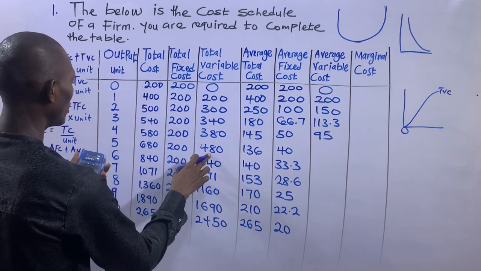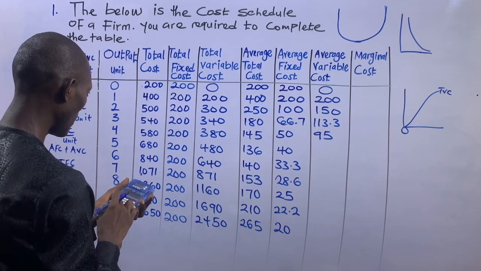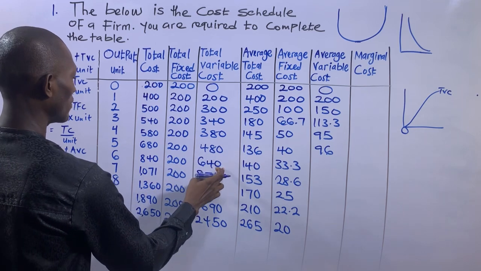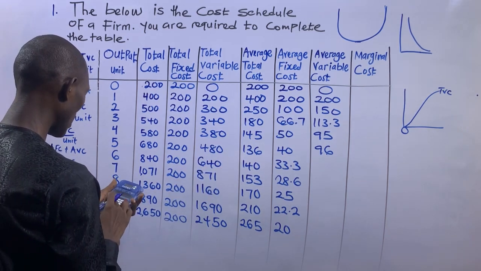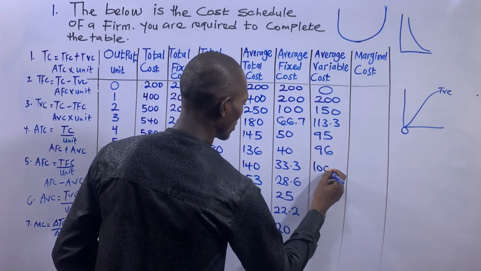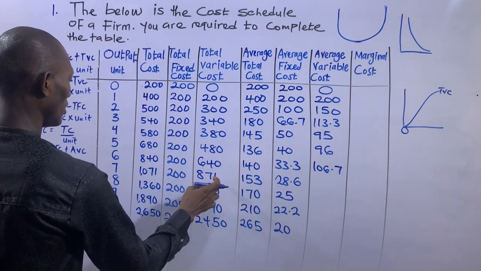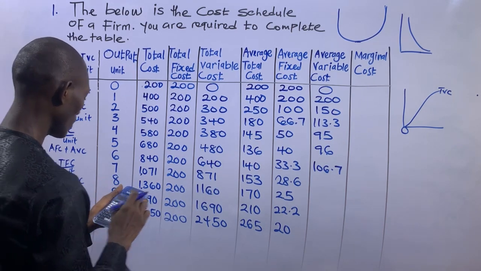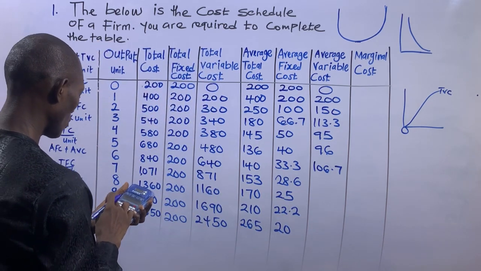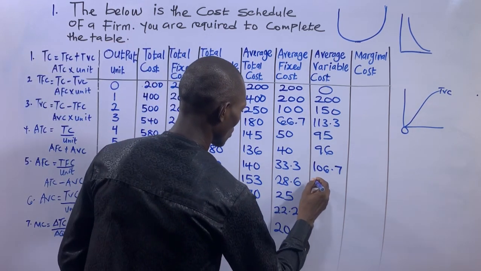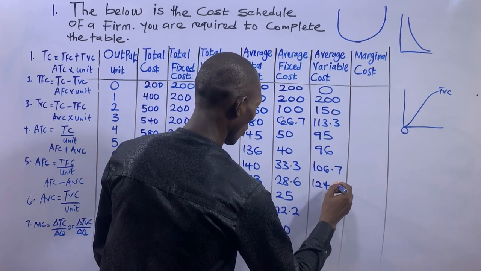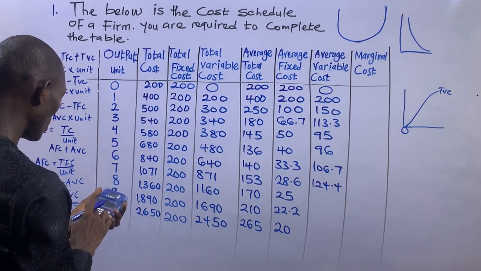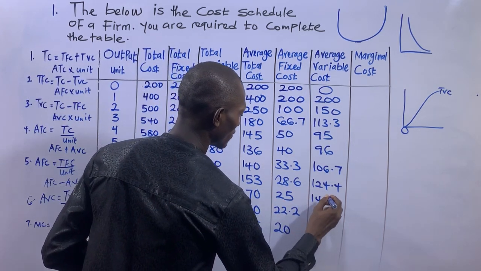Then 480 divided by 5, that's 96. Then 640 divided by 6, that's 106.7 to one decimal place. Then 871 divided by 7, that gives us 124.4. Then 1160 divided by 8, that gives us 145.